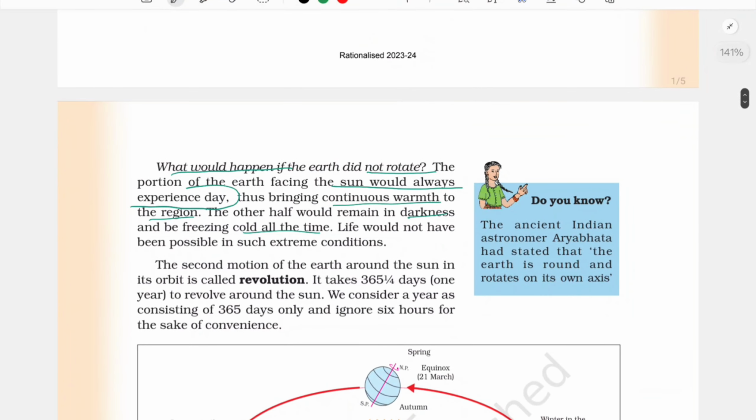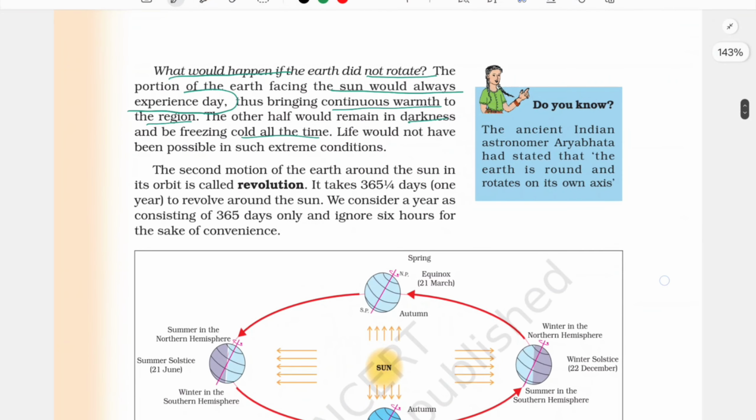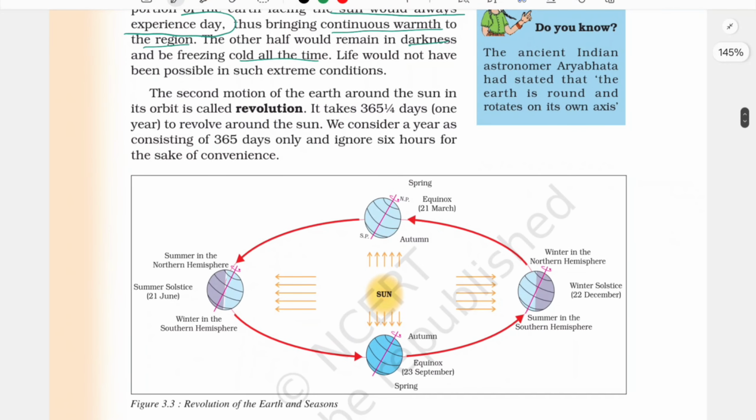The second motion, so that was all about rotation. I hope you have understood about rotation. Now let us understand about the revolution, and here we are going to understand the phenomena of the seasons as well. Okay, this is very interesting.